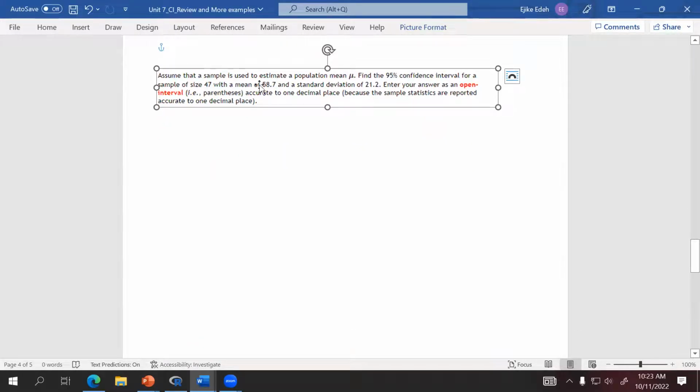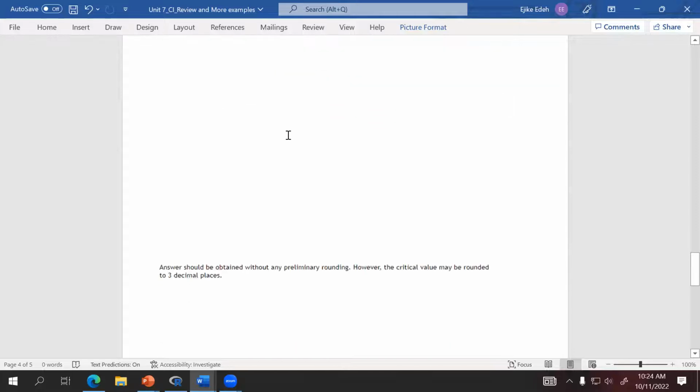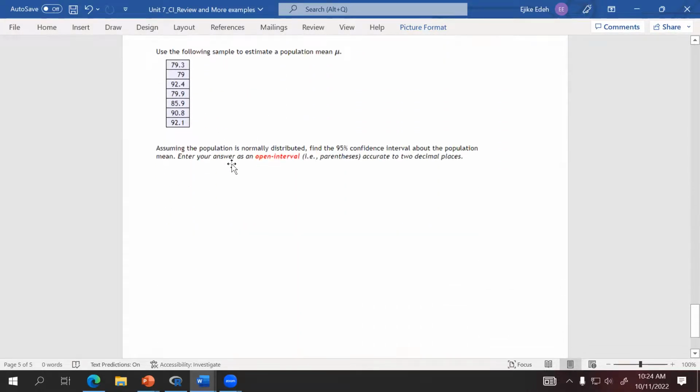assuming that a sample is used to estimate the population mean, find the 95% confidence interval for a sample size of 47 with a mean of 58.7 and a standard deviation of 12.2. Enter your answer as an open-ended parenthesis. Let me see the next question. So this is going to be T.